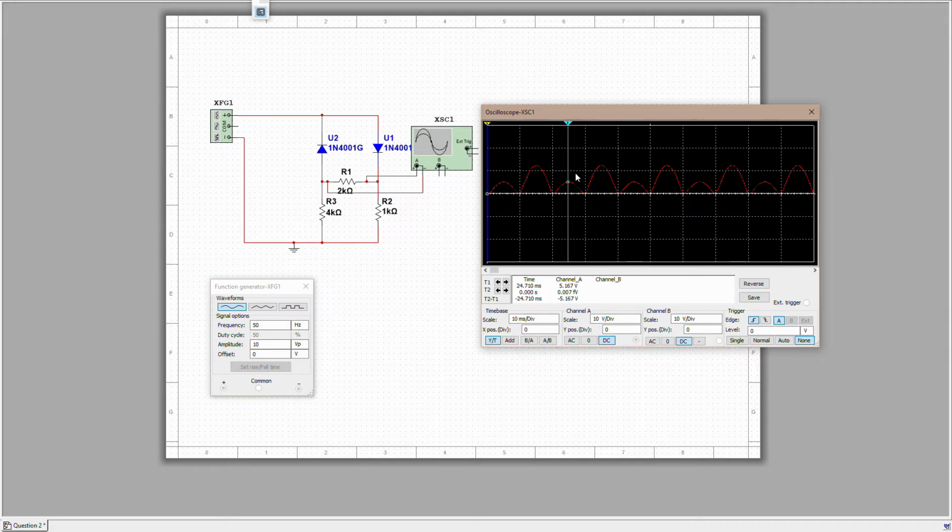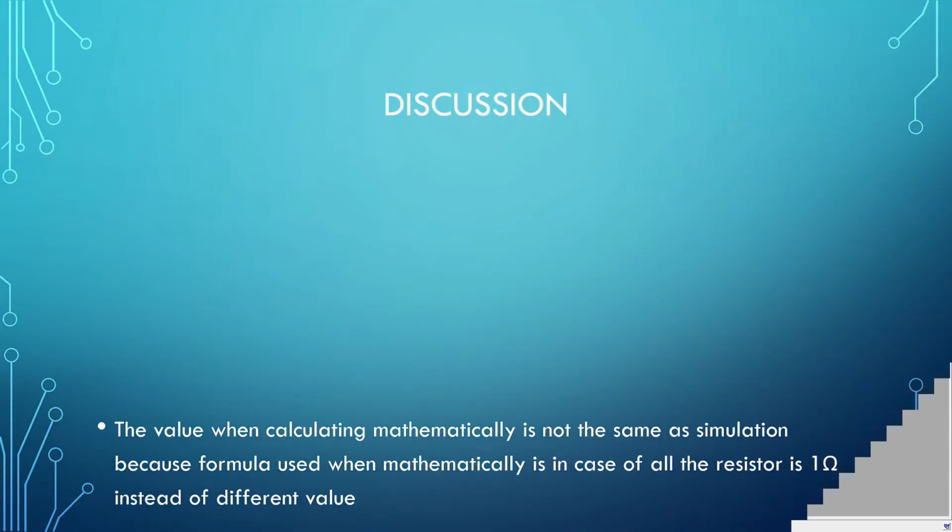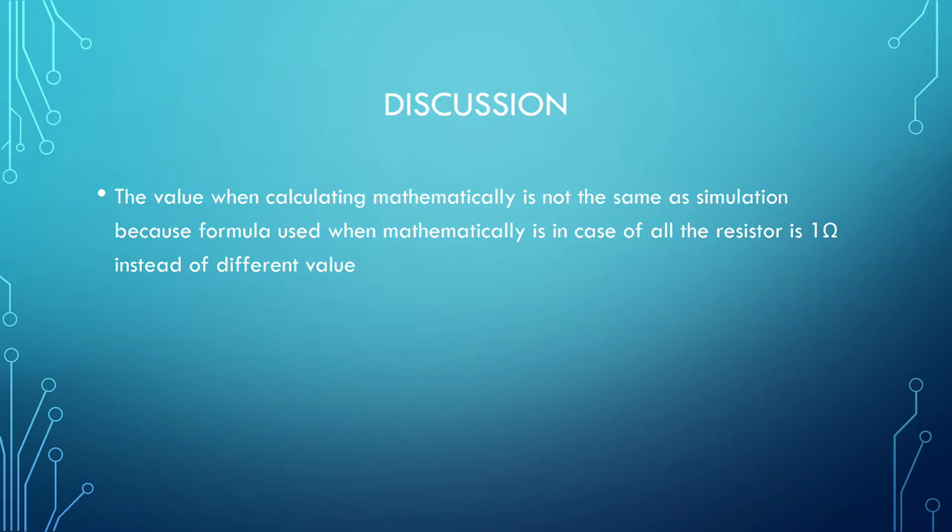Okay, next discussion. The value when calculating mathematically is not the same as the simulation because the formula used mathematically is for the case where all the resistors are 1 ohm instead of different values.